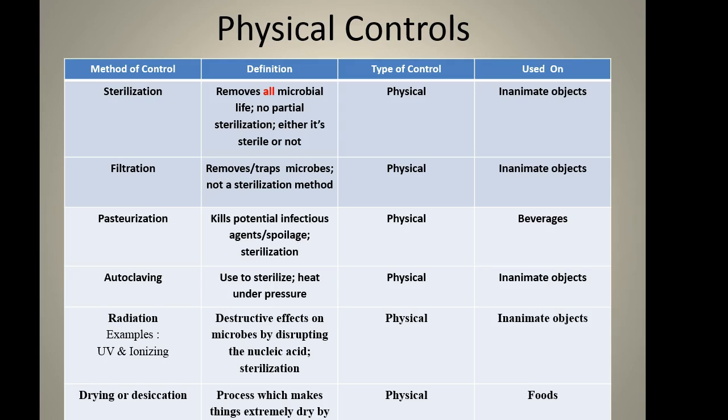Inanimate objects. Radiation. We have different types of radiation: ionizing radiation and non-ionizing radiation. Non-ionizing radiation is radiation like ultraviolet rays. Where do we get ultraviolet rays from? The sun.